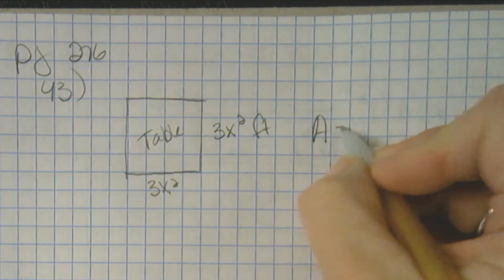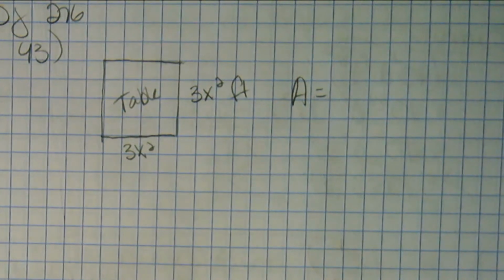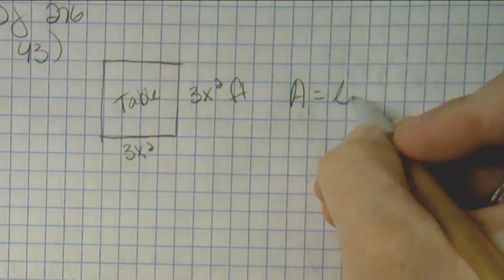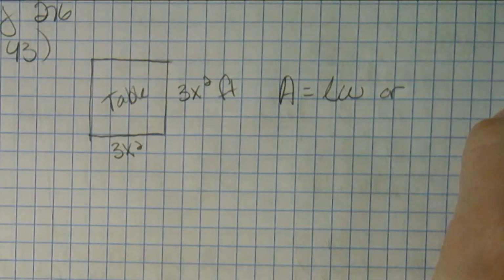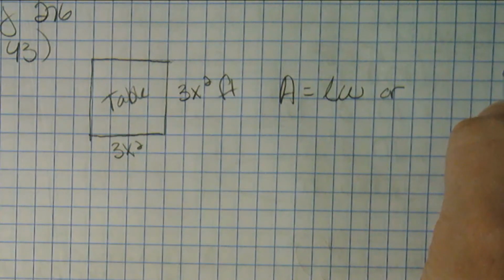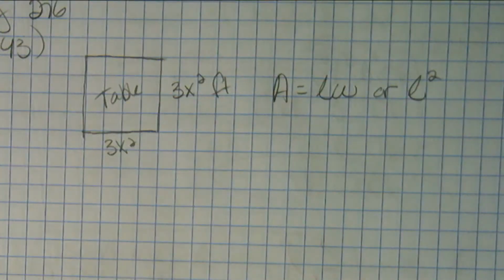How do I find the area of a rectangle or a square? Dominic? Length times width. Or if it's a square, what else could I do instead of length times width? Layla. Length times length. Instead of length times length, we could say length to the second power. So you could have used either one of those.